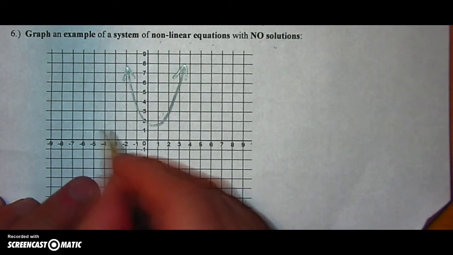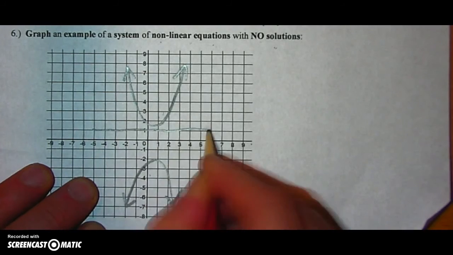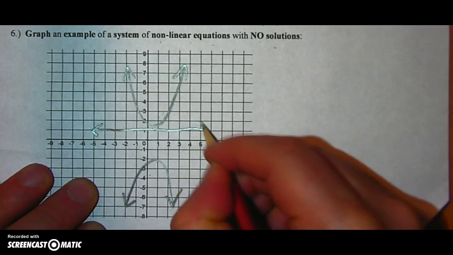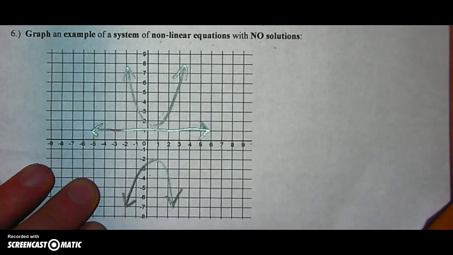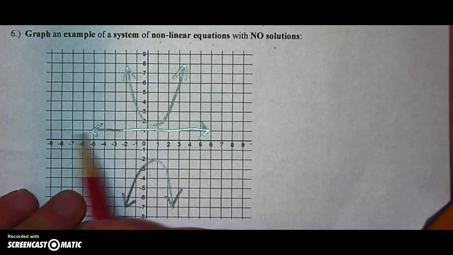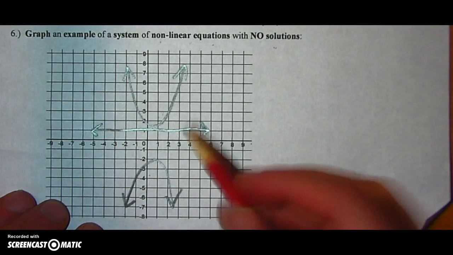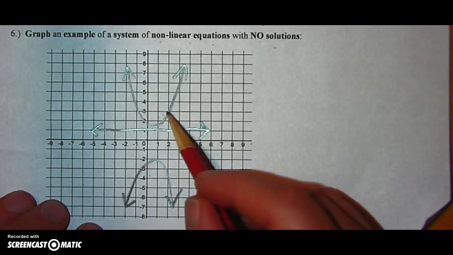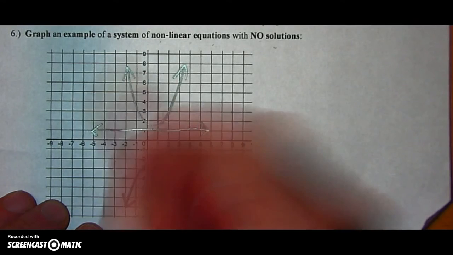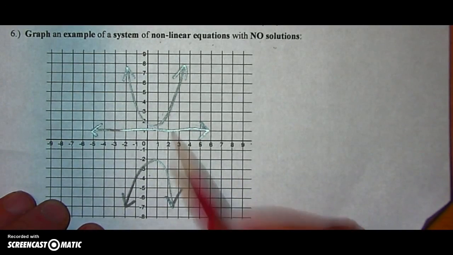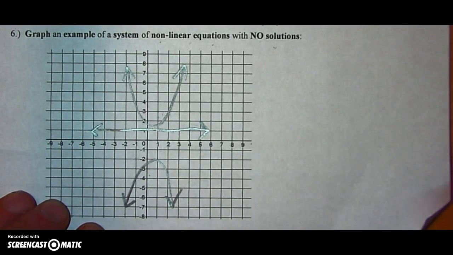Now, even if I add a line here, and we know this is a horizontal line, right? It's laying flat. It has a slope of 0, as all horizontal lines do. You can see this line's going to go on forever in this direction and this direction. It's never going to go up and down. So now we have a system of 3 equations, 3 graphs, and none of them are ever going to intersect. So this is still a system of equations. This is just a system that has 3 equations instead of 2, and no solution because none of these are ever going to intersect.